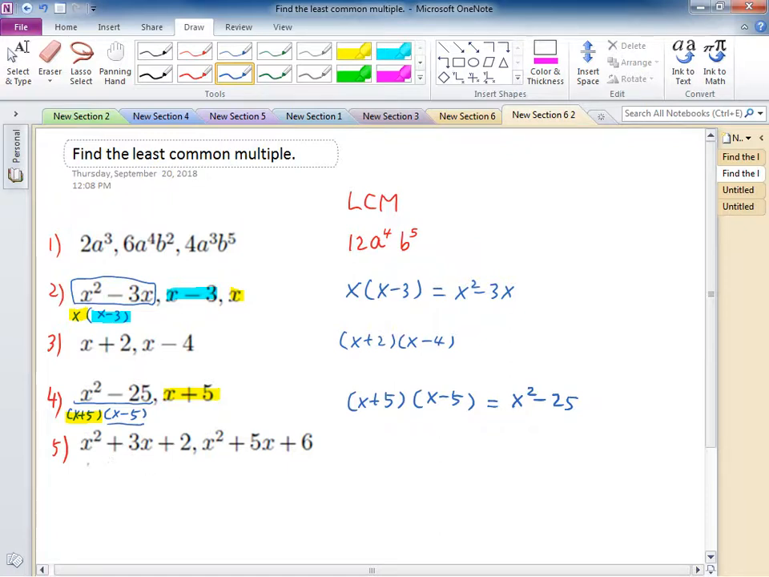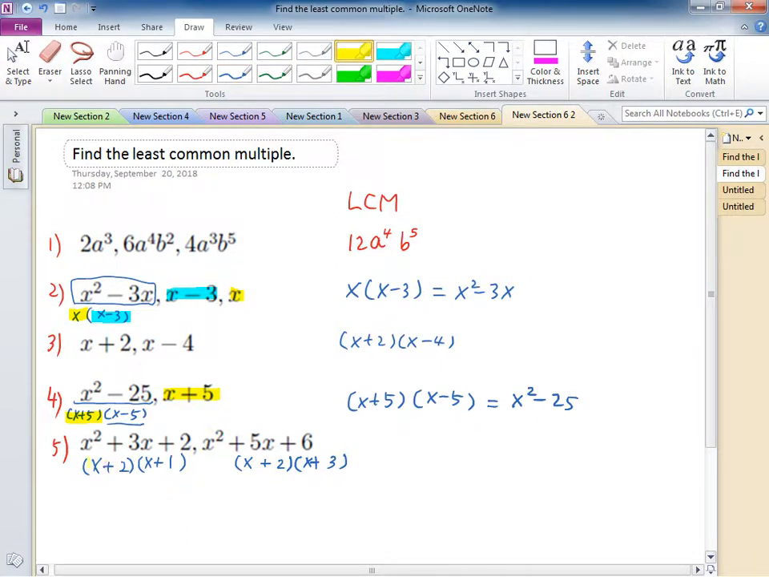The last one, can we factor the first? X here, x there. What are the 2 numbers? 2 and 1, plus 1, plus 2. Second trinomial, let's factor. X here, x there. 2 times 3, right? Plus 3. So you factor first and then see the little parts, and let's think about the common factor.